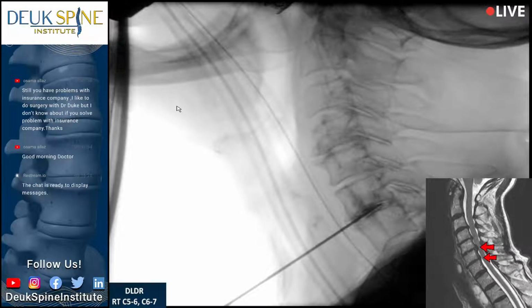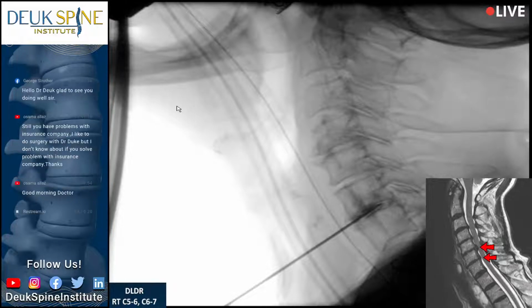Yep, good. This surgery is called the Deuk laser disc repair, and it's an endoscopic surgery done to repair a herniated or degenerated disc and get rid of the pain people have in the neck from the disc, to get rid of the headaches that herniated discs cause, and to get rid of the arm symptoms like numbness, tingling, and weakness. We call it radiculopathy.